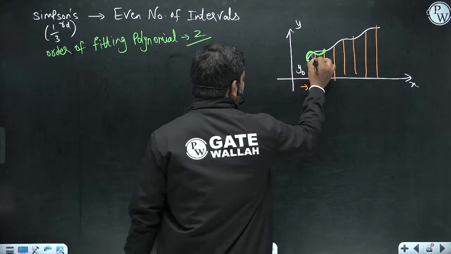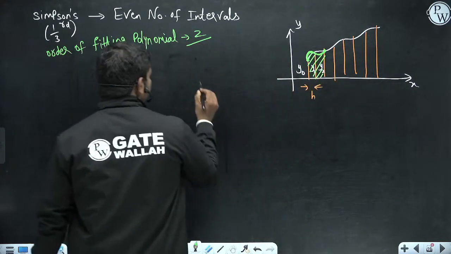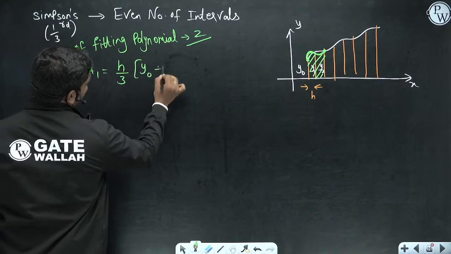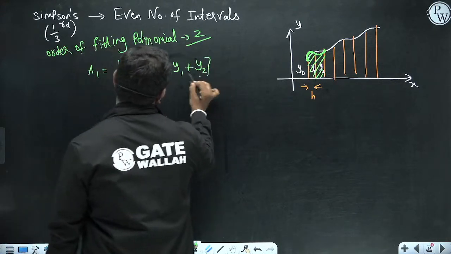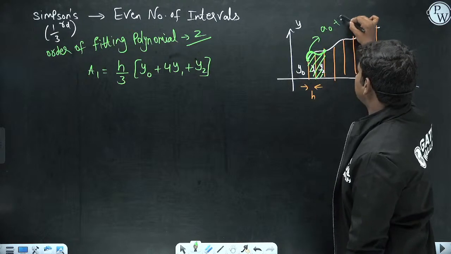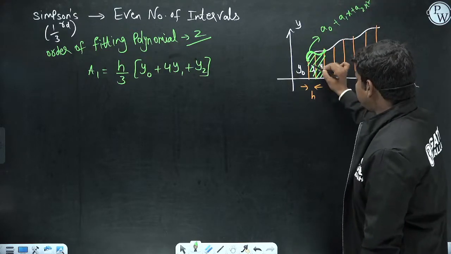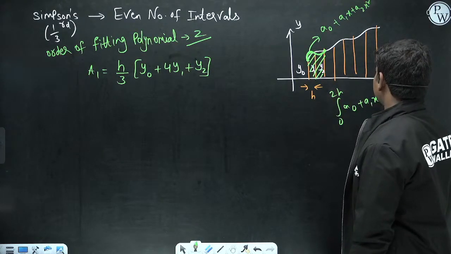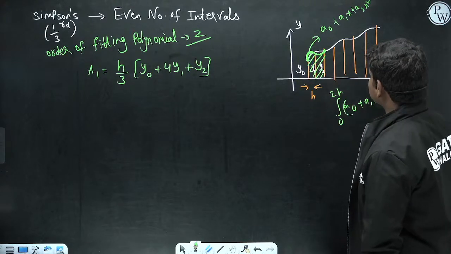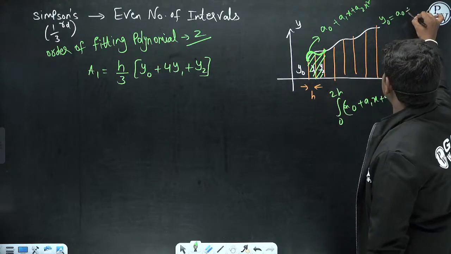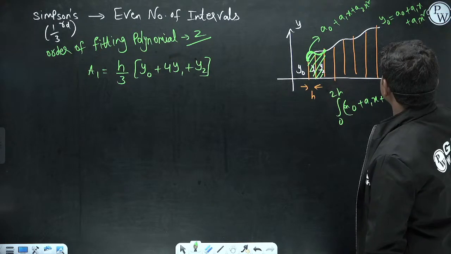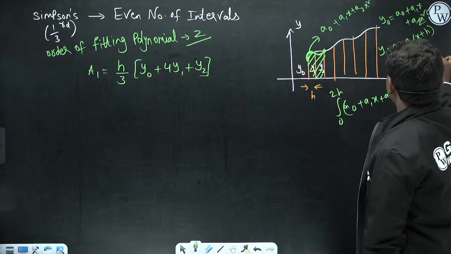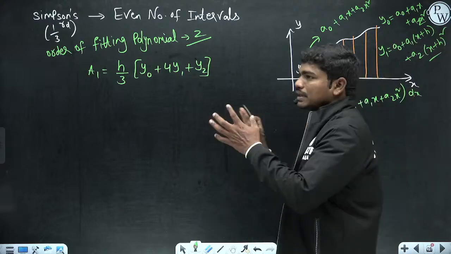Now if you calculate this area which is bounded by this green color curve, you will get A1 equal to h by 3 times of y0 plus 4y1 plus y2. Normally this is a small derivation that you have to do. You will take this function as a0 plus a1x plus a2x square, then you will apply integration from 0 to 2h. Then you will replace back y0 is equal to a0 plus a1x plus a2x square, then y1 is equal to a0 plus a1 times of x plus h plus a2 times of x plus h whole square. You substitute all these things, then from the adjustments you will get this.